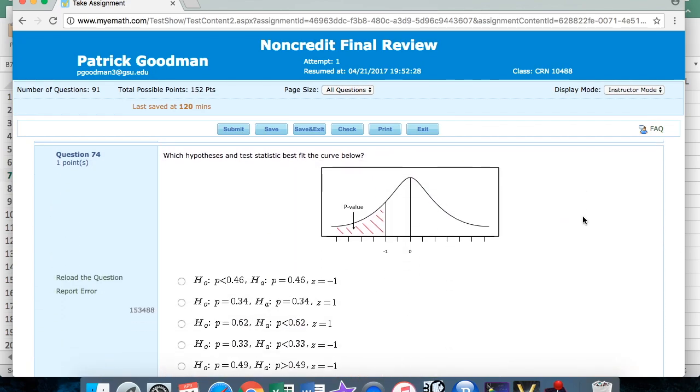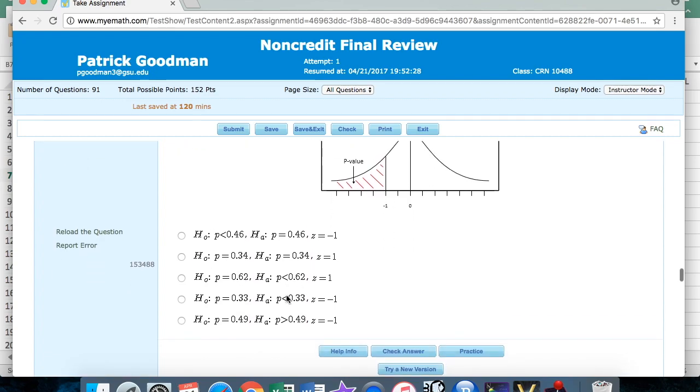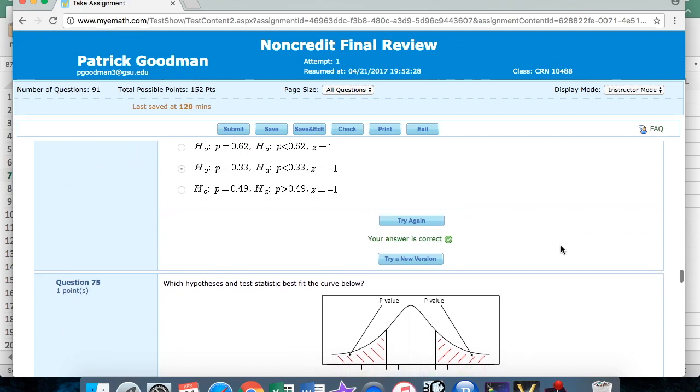So now do the same thing here. Now it's a left-tailed test, right? And my z is negative. So first things first, look for the left-tailed tests. The Ha has to be to the left, so it's either these two, but now it's a negative z-score, so it's this option. And ta-da, see, really fast.